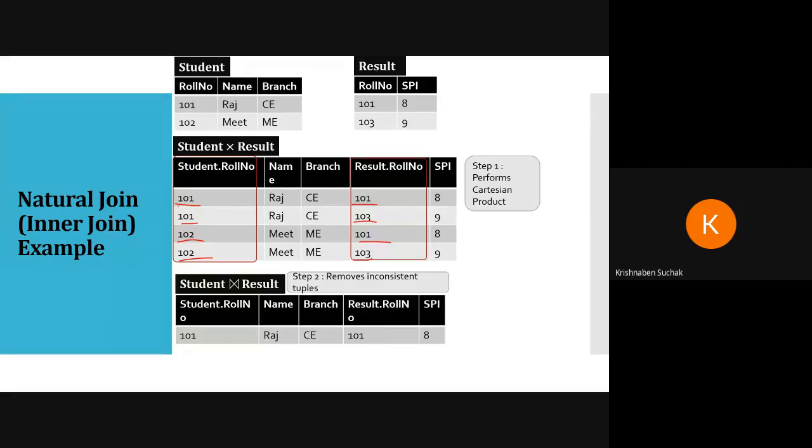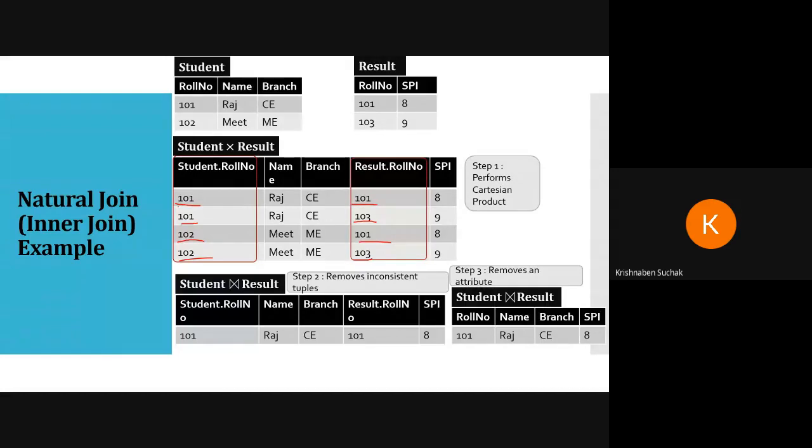Third step is removes an attribute. Now see, I am getting the same answer in two attributes here, that is result roll number and student roll number, which is not needed, right? So I am writing here only roll number 101, then name, branch name and SPI. Only this much is needed in your table. So this is natural join, or you can say inner join.